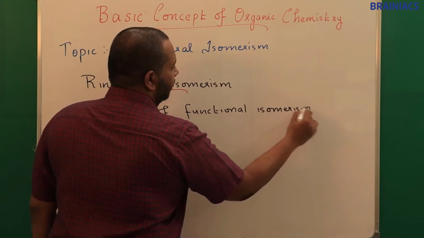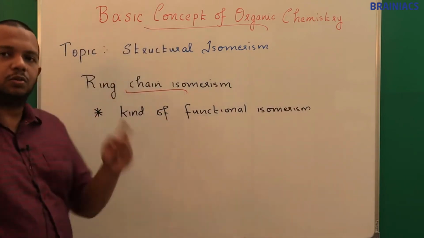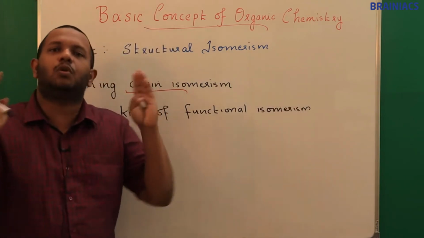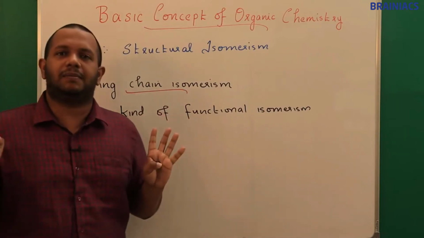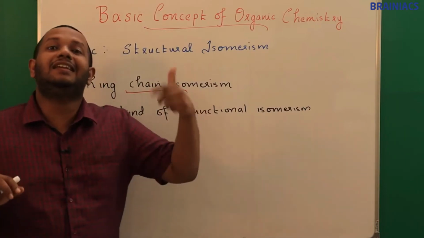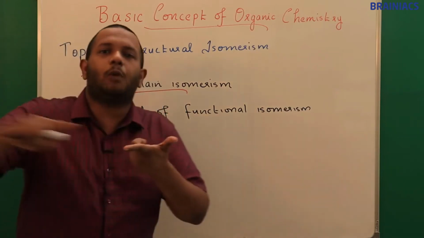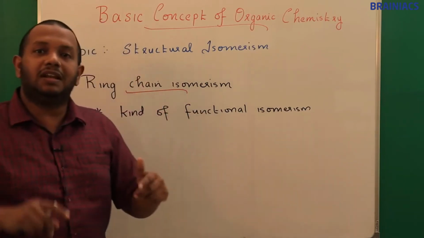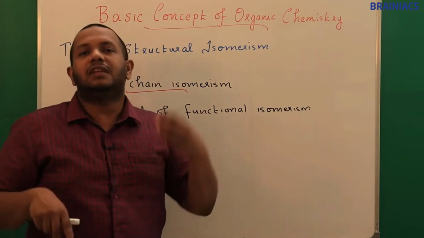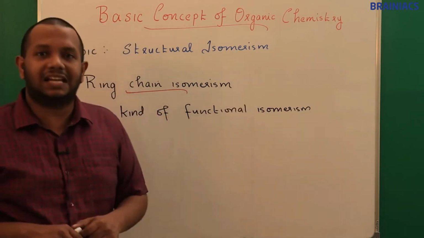Now here, what is the basic difference? If you take two compounds, the molecular formula or the molecular weight will still remain the same, but they differ in the linking of the carbon chain. That means one compound will be linked in an open chain fashion and the other in a closed chain fashion. Then we say these two are called ring chain isomers.